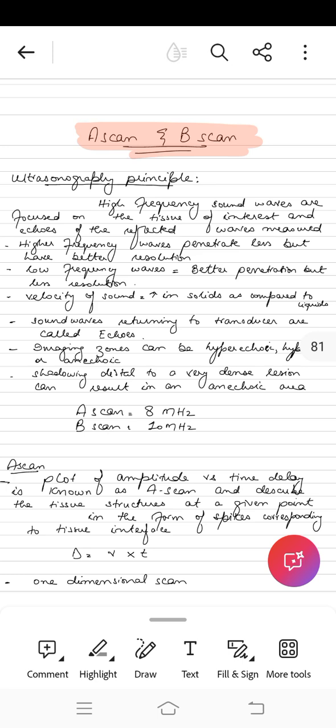Increased frequency, less penetration. Increased frequency, better resolution. So frequency is directly related to resolution and inversely related to penetration. Sound waves returning to the transducer are called echoes.